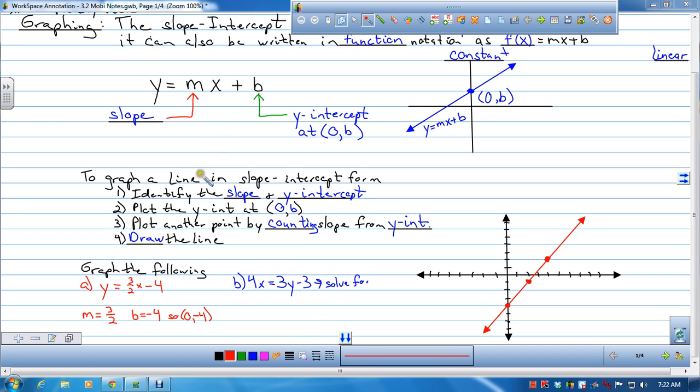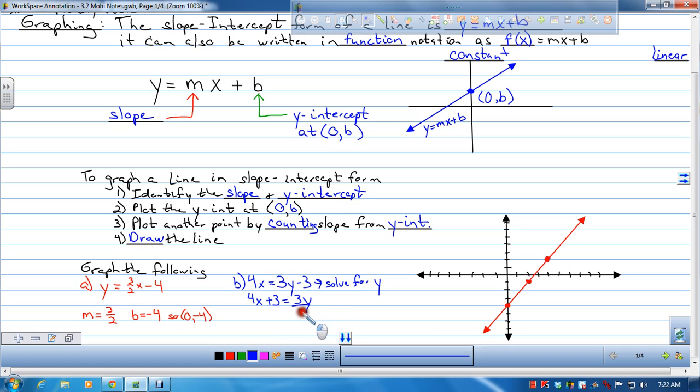Alright. Now on this next one, you'll notice that it is in fact not in slope-intercept form. It has 4x equals 3y minus 3. So the first thing we have to do is solve for y, which means I need to add this 3 over to this side. So I would have 4x plus 3 equals 3y. And then I would divide both sides by 3. So this is going to leave me y right here, right?